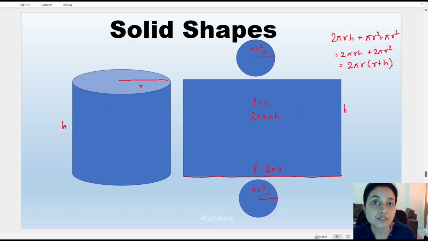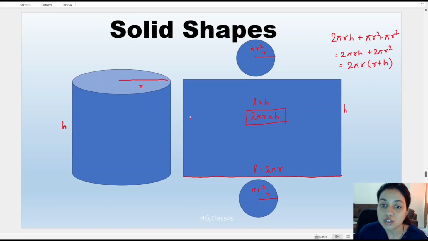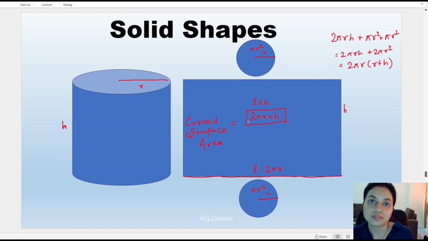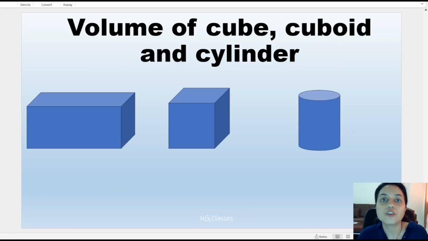Now, if we have to find only the curved surface area of the cylinder, we will take only the rectangular sheet's area, that means 2 pi rh. This is just the curved surface area. Alright. Now let's find the volume of these three-dimensional shapes.